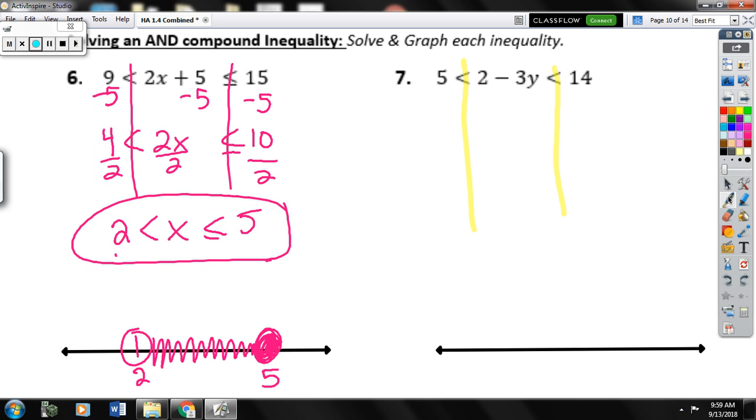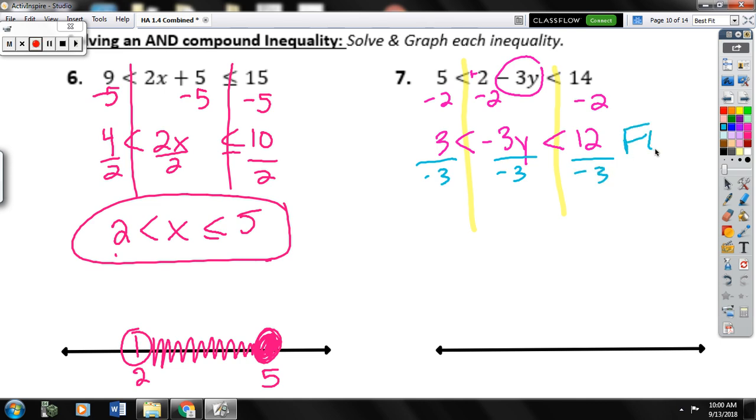What would I do first on this one? I'm going to undo addition or subtraction. Colin? Subtraction. Subtraction, what number are we subtracting? 2. You got it. It's an imaginary positive 2. We don't put the plus there, so we do the inverse, minus. So we have 3 less than negative 3y, which is less than 12. And now we divide by our negative 3 everywhere.